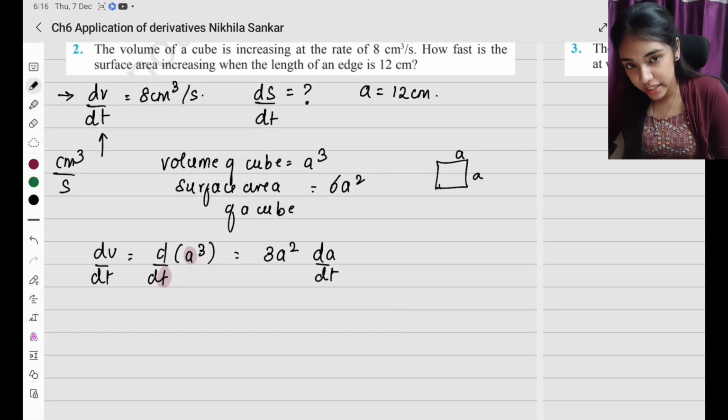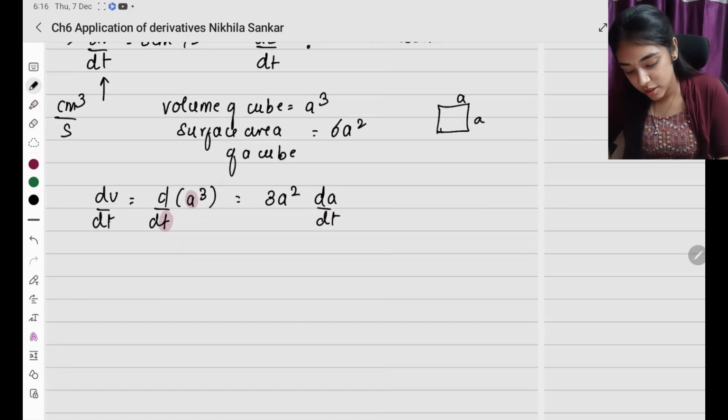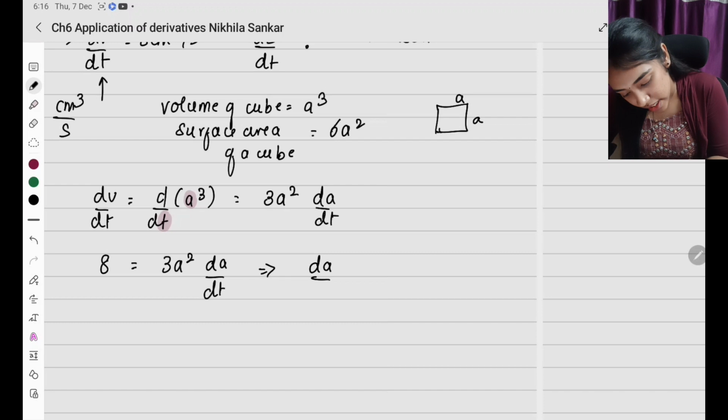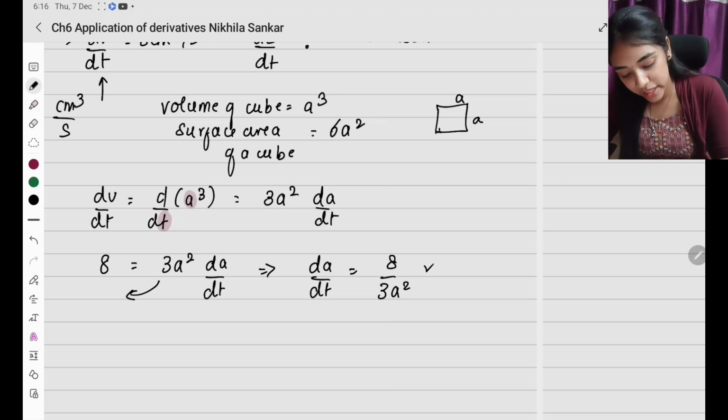Now what is dV by dt from the question? It is 8 centimeter cube. So when I substitute, 8 equals 3a square times dA divided by dt. So from this I have dA by dt equals, when this goes to the other side, 8 divided by 3a square. So I found out what my dA by dt is.